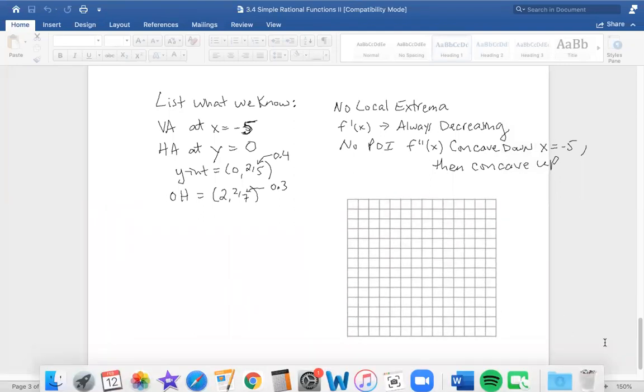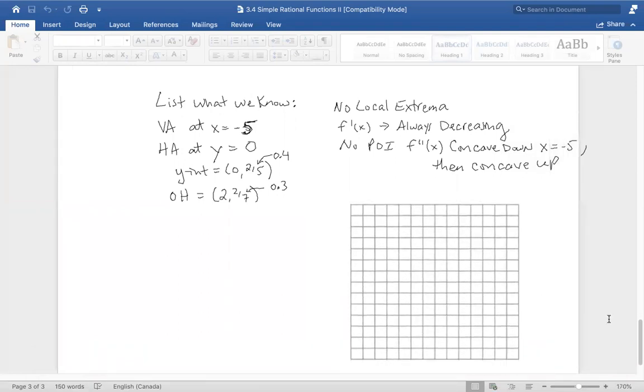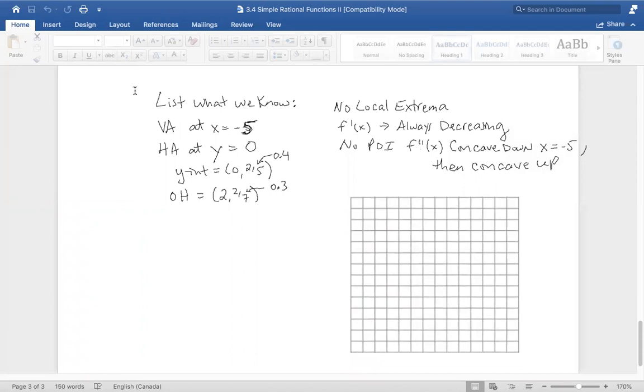Maybe even a little bit more. Okay, that's probably, hopefully good enough. Let's do in order here. Let's do our vertical asymptote.